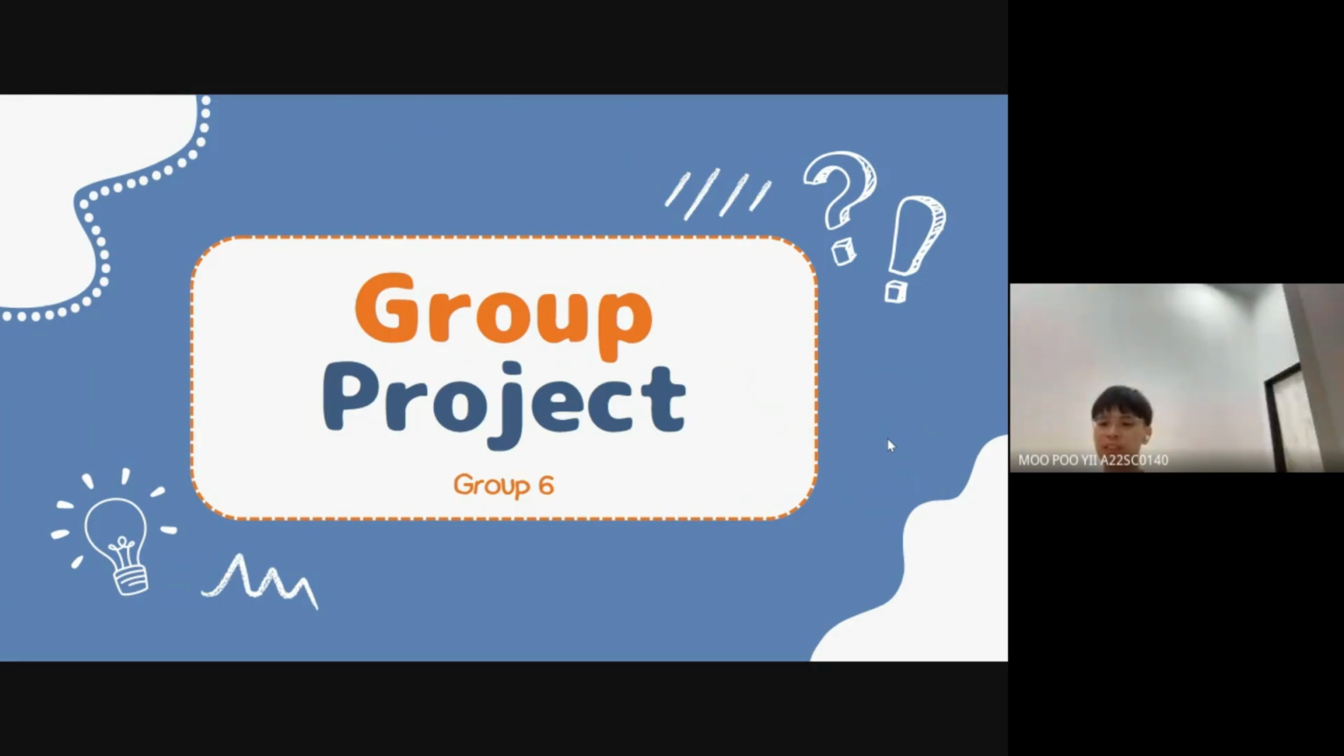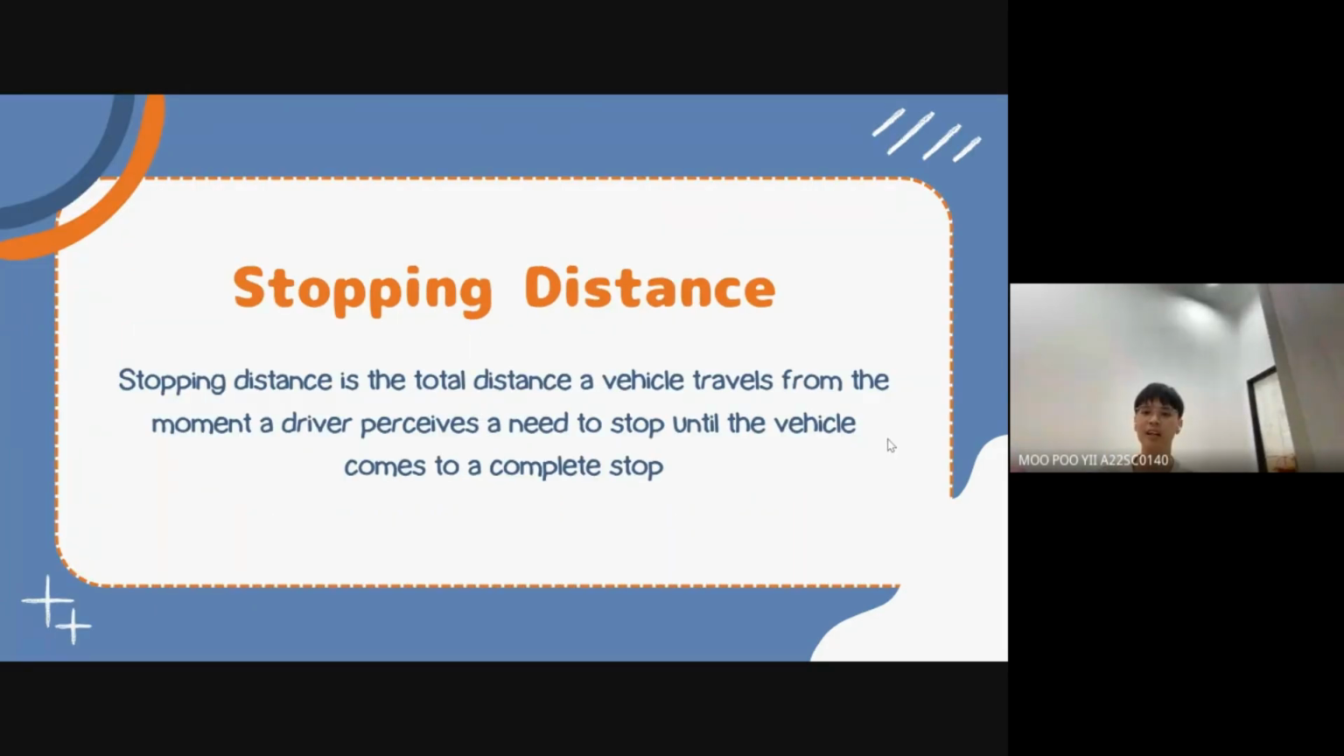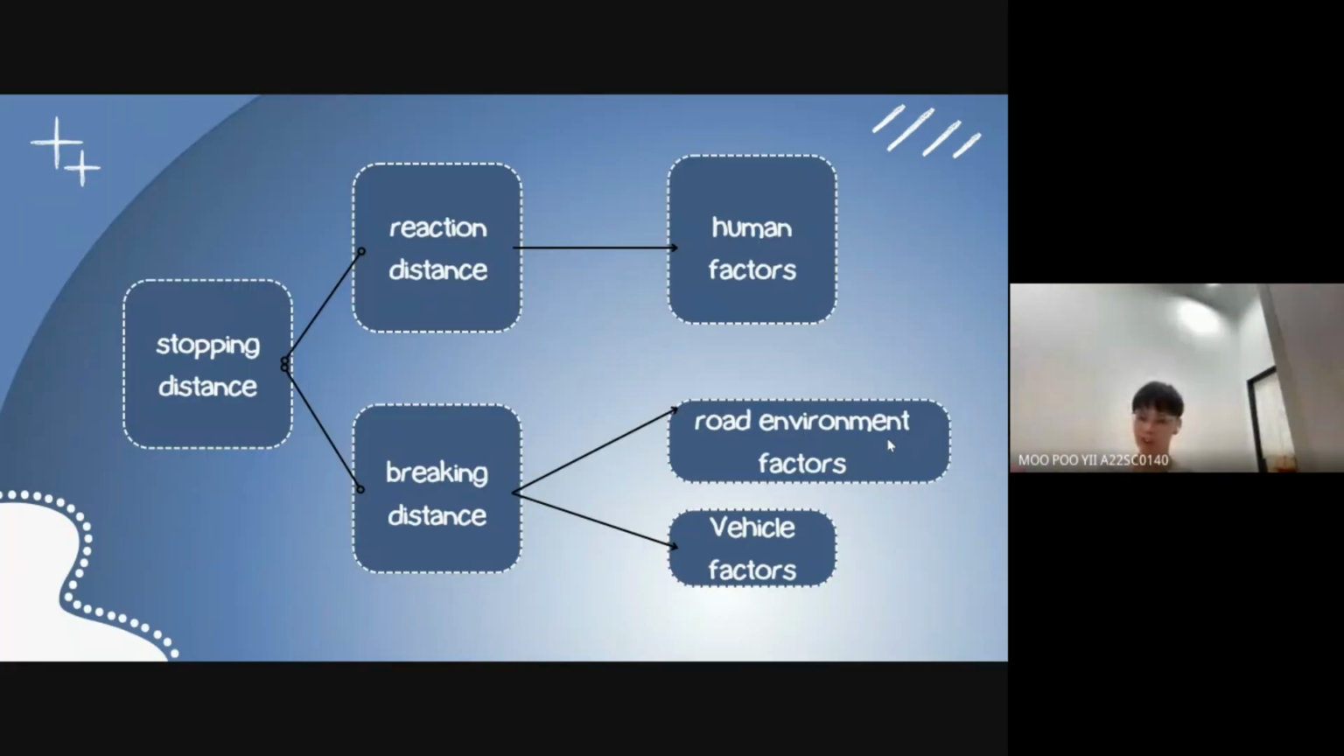We are from Group 6, and stopping distance is an important topic because it directly relates to your road safety. Stopping distance is the total distance a vehicle travels from the moment a driver perceives a need to stop until the vehicle comes to a complete stop. Since you need to react and then brake, it involves two parts: reaction distance and braking distance.